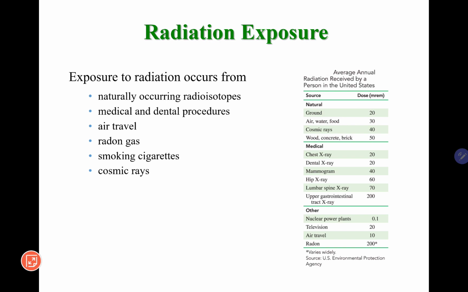In here, I really like this slide mainly because it gives you an idea about the exposure to radiation through our different daily activities. Every day we are exposed to radiations to some extent. Remember, we measure the biological impact of radiations using rems, but in this table we are using millirems, which is 1,000 times smaller than rems. The average annual radiation received by a person in the United States is given in millirems in this table. From ground, air, and water, you are usually getting about 20 to 30 millirems every year. Cosmic rays, about 40 millirems. Wood, concrete, brick, about 50 millirems.